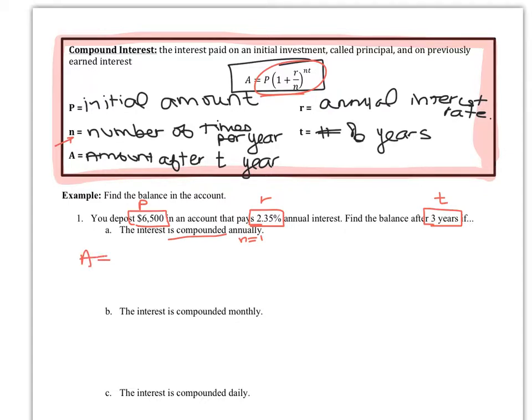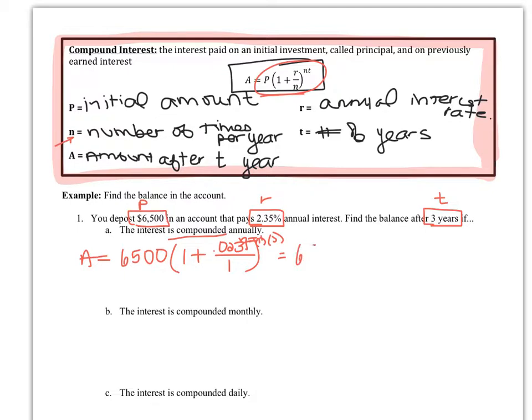A equals P, which is my initial amount, $6,500, times the quantity of 1 plus R, which is my annual interest rate. I can't type in decimals, I have to convert it to a fraction. So it's 0.0235 all over n. We said n was 1. Raised to the n times t power. N is 1, t is 3.